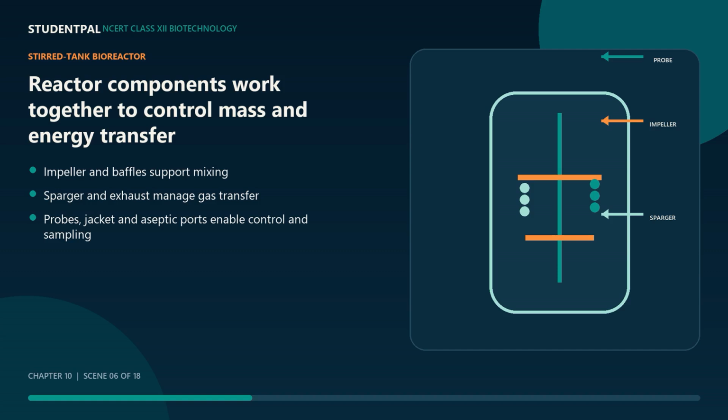Probes monitor variables such as temperature, pH, and dissolved oxygen. Ports permit sterile addition, inoculation, and sampling. Foam may be detected and controlled mechanically or with carefully managed anti-foam. Seals, valves, and connections must maintain containment and sterility. Every component has a purpose, but performance depends on the complete system. A label diagram earns marks when each label is linked to its biological or engineering function.